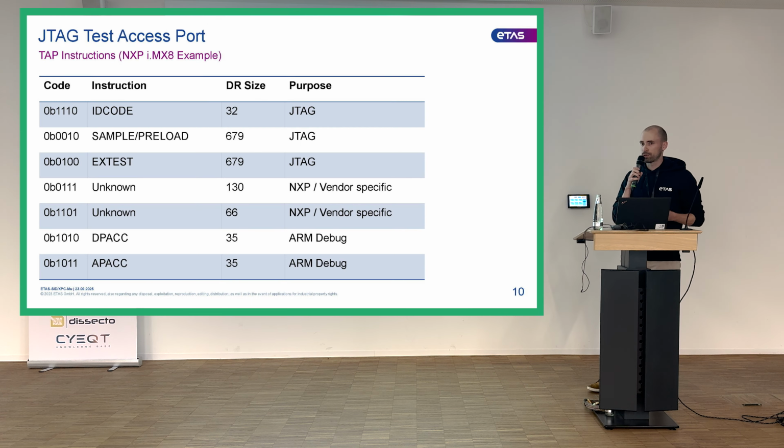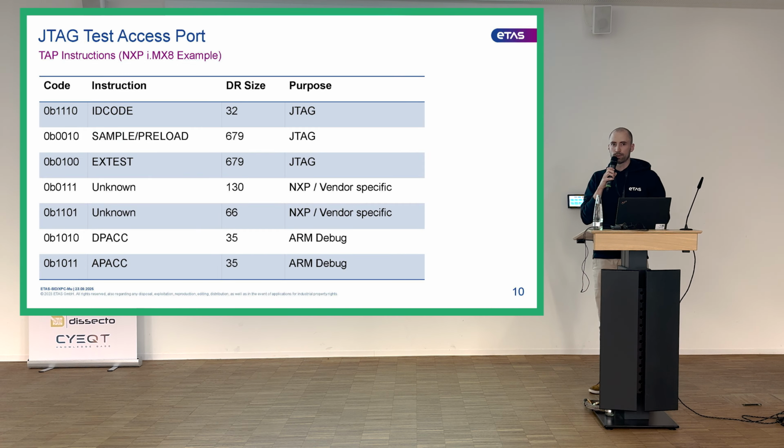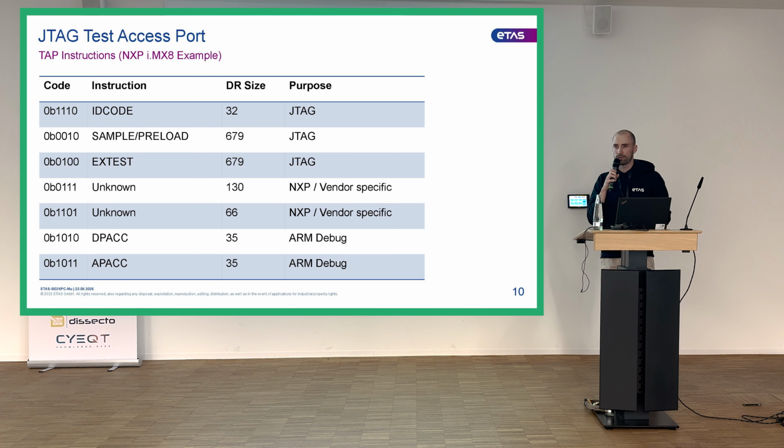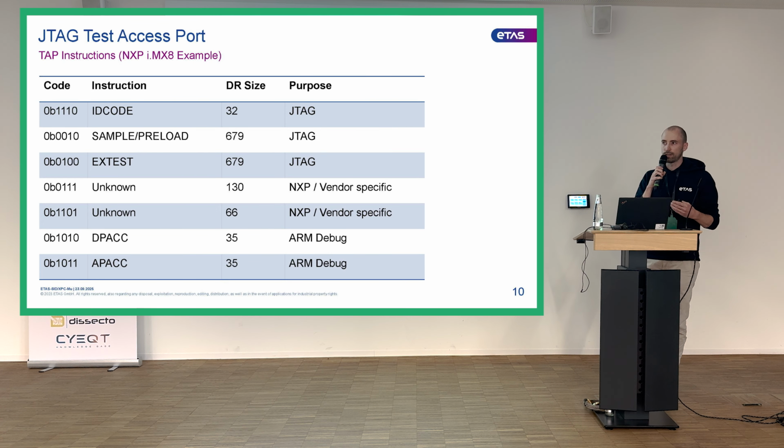Now, to make this more concrete, what instructions do I have? What can I actually do with this test access port? There's one instruction that I always have, and it's the ID code. When I program this instruction into the instruction register and then read out the data register, what I get is an ID code of the system that I'm talking to. And you can basically use that for introspection to determine if you're actually talking to the right chip.